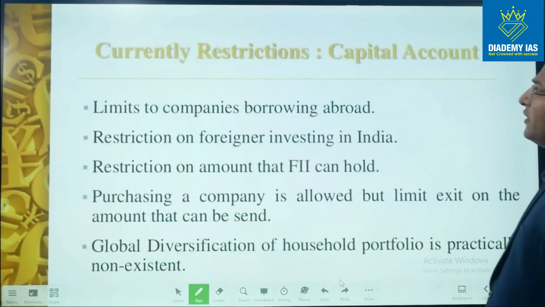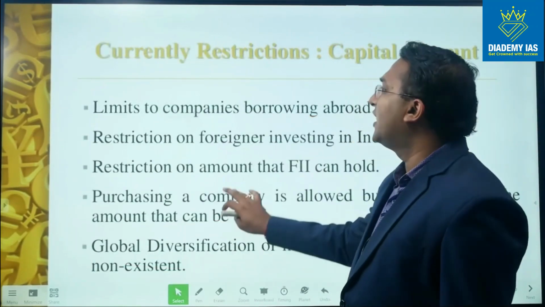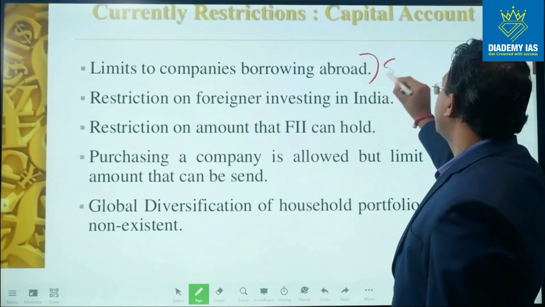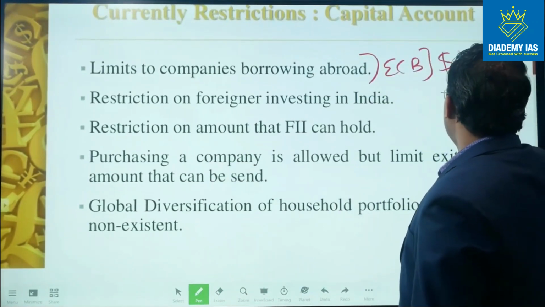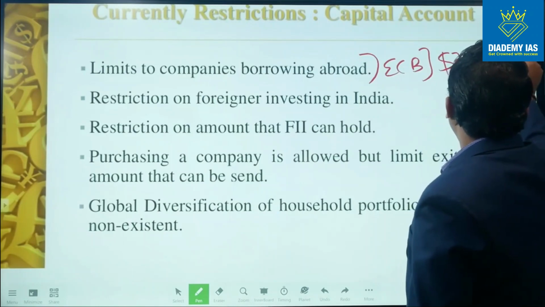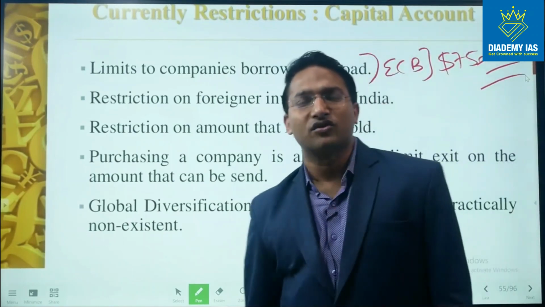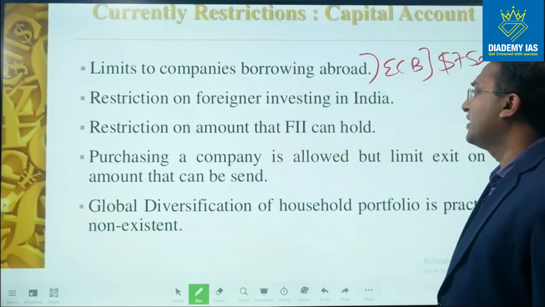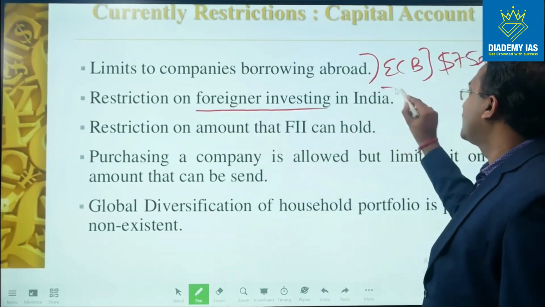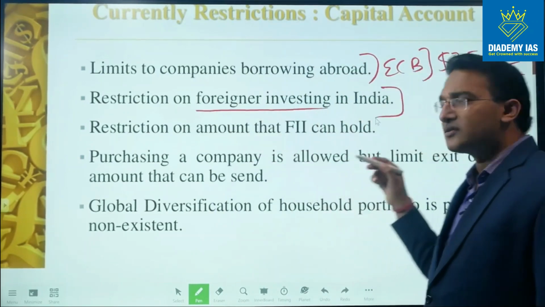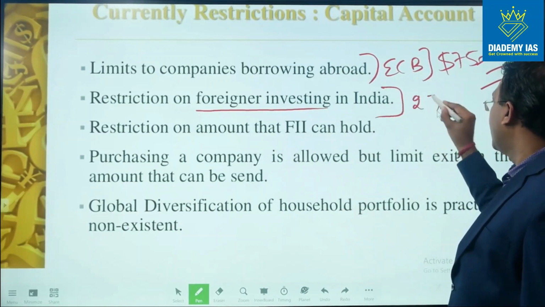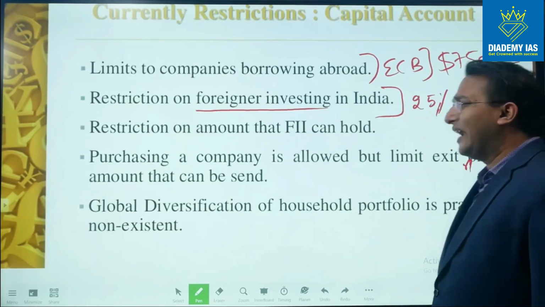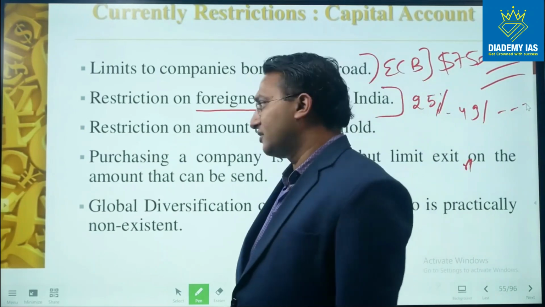Now, there are many restrictions in India. There are restrictions on the limit for companies borrowing abroad. We have an upper limit with respect to the ECB, and this limit is $750 million. So an Indian company can raise external commercial borrowing only to the extent of $750 million. There are also restrictions on foreigners investing in India. In certain sectors, not more than 25% is permissible, in other sectors just 49%. Depending upon the sector, there are certain restrictions.